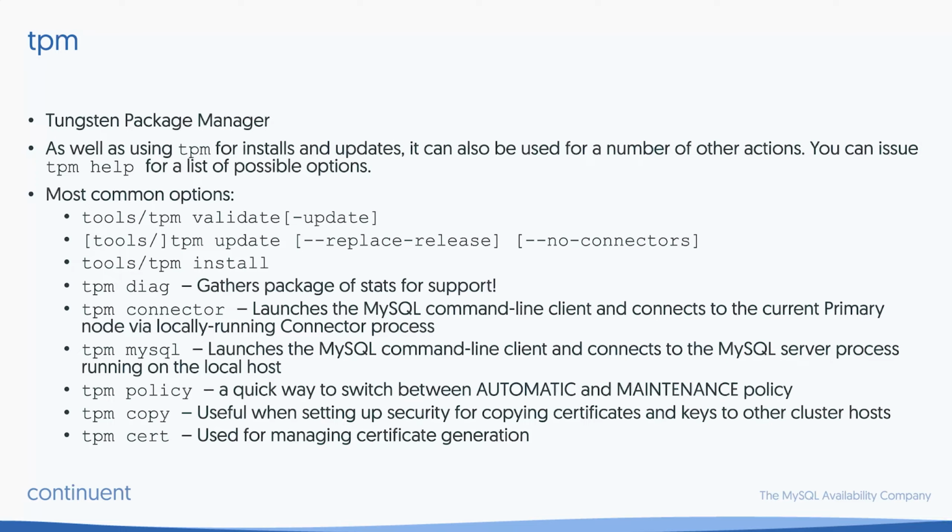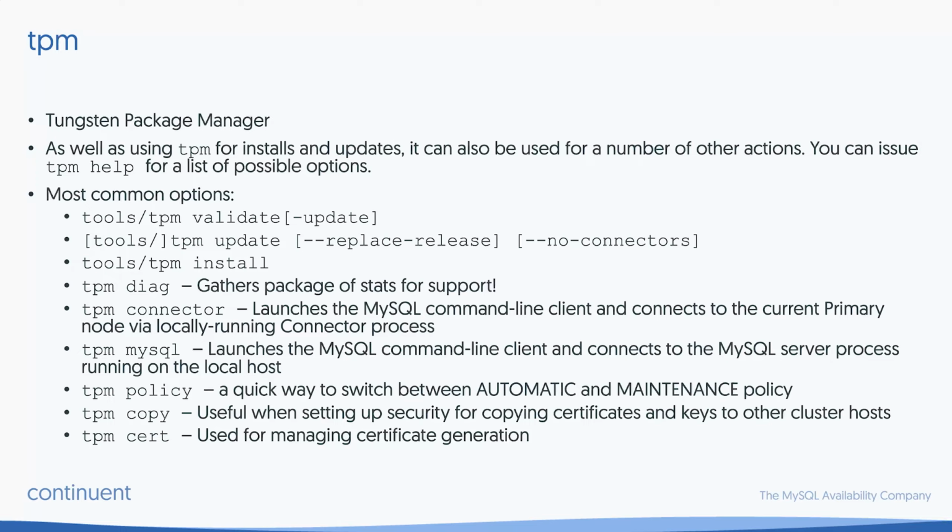TPM Validate or Validate Update, depending upon whether you're changing an existing installation or not, will effectively run a dry run of either the installation or the update, and it will report back whether there are any issues on the host. It does a validation of the various prerequisites to make sure they're in place, and it will also check connectivity. If the validate or the validate update is successful, you can then proceed to either the install or the update. TPM Update is used for updating the configuration.